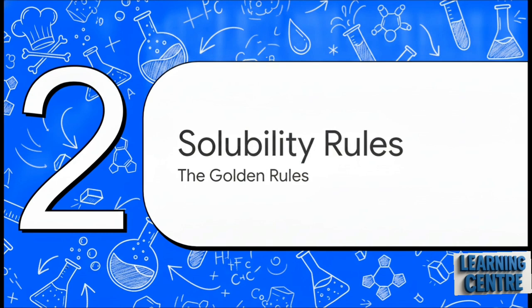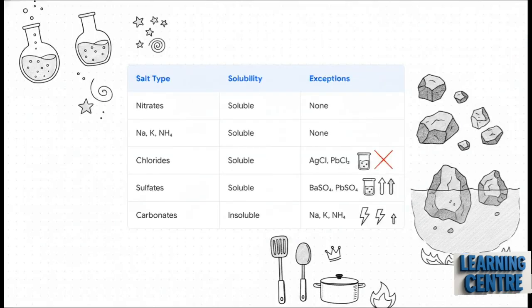Moving right along to section 2, the golden solubility rules. Now, this table right here, it's literally the chef's ultimate cheat sheet. It neatly divides all salts into 2 distinct kingdoms, soluble and insoluble. So I highly recommend grabbing a screenshot of this for your exam prep. Notice the patterns here. All nitrates, soluble, no exceptions whatsoever. Sodium, potassium, and ammonium salts are always soluble too.